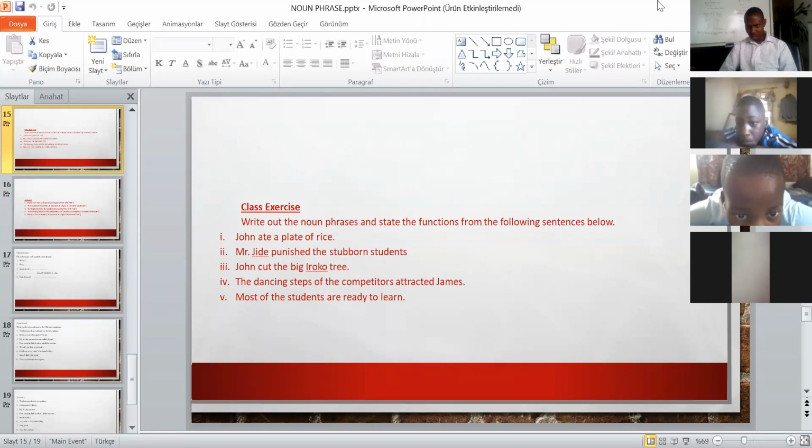Most of the students, yes. Subject of the verb of what? Subject of the verb what? Most of the students. What's its function? Subject of the verb. Mention the verb. Subject of the verb learn, no. Most of the students, no. Subject of the verb what? No clear answer yet. Subject of the verb are.